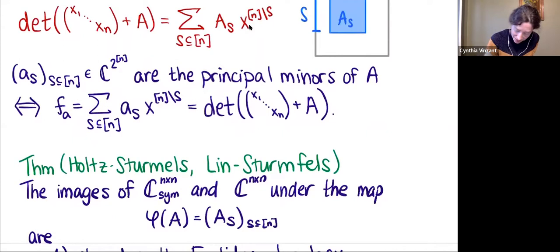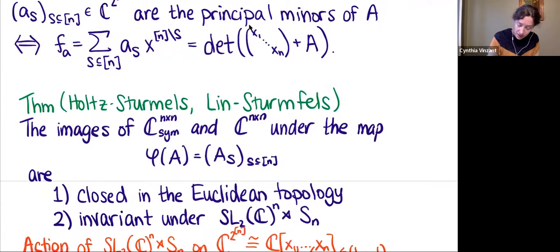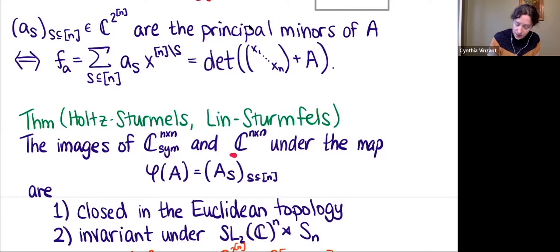In various papers by Berndt and Olga Holtz for symmetric matrices, and Berndt and Xiaowei Lin for non-symmetric matrices, have studied the image of the space of symmetric matrices and general matrices under the map that takes a square matrix to its vector of principal minors. And we showed that this is closed in the Euclidean topology and that it's invariant under a certain large group. Namely, the action of the symmetric group and the action of n copies of the special linear group SL2.